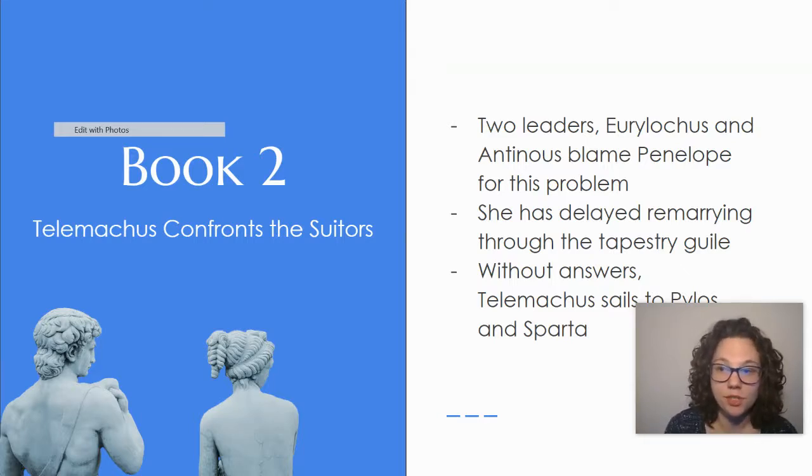So she came up with this tricky idea. She told the suitors, I'll remarry one of you once I'm done creating this tapestry. What she would do is create some during the day, and then stay up at night and actually unravel it. So she was not making any progress.